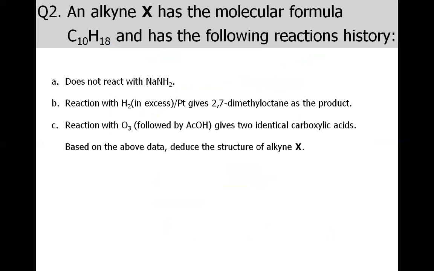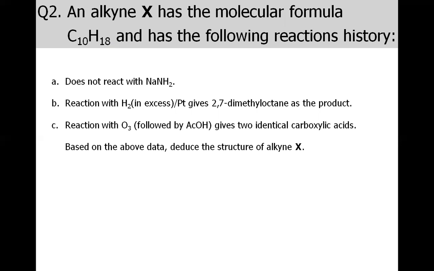Now come to question 2, which is a somewhat tricky question. It says an alkyne X has the molecular formula C10H18 and has the following reaction history. So based on these three reactions, we have to deduce the structure of alkyne X.